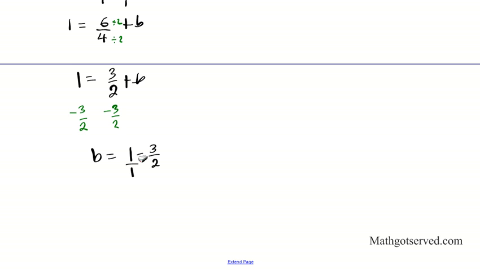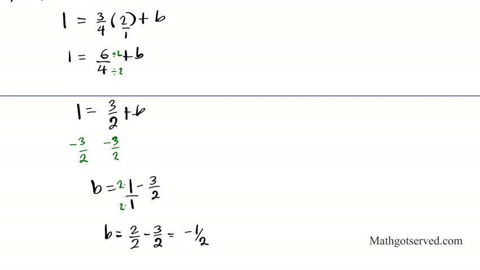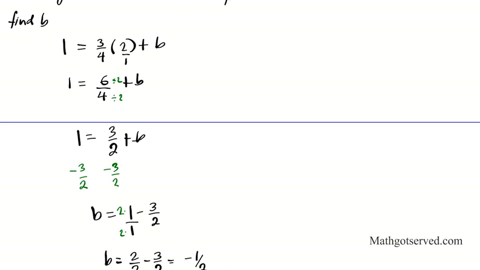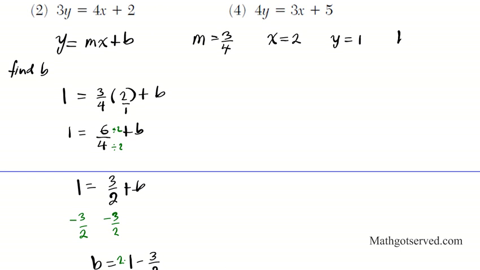We have to find the LCD. So times by 2 top and bottom. So if I do that, I'm going to have b equals 2/2 minus 3/2, which is negative 1/2. Okay, so that's my b. Now taking this b, I know that b is negative 1/2, so let's put it over here.